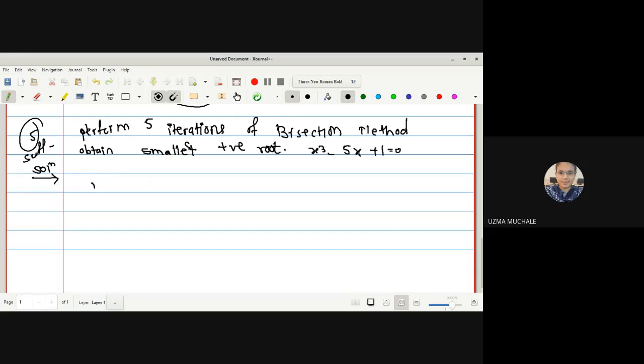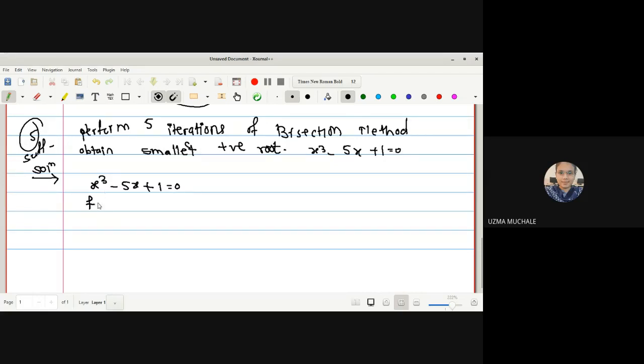intermediate value theorem. Okay. So what is our equation? x cube minus 5x plus 1 is equal to 0. Try to find out the root of this equation. Obviously, you are not able to find out the root of this equation by the usual method. So that's why we are using the bisection method. Okay, what we have to do?